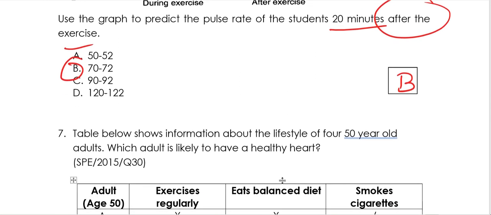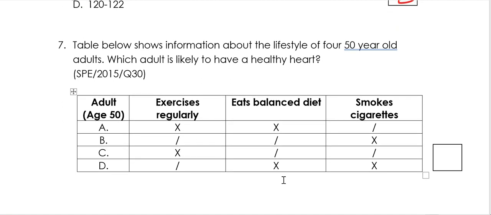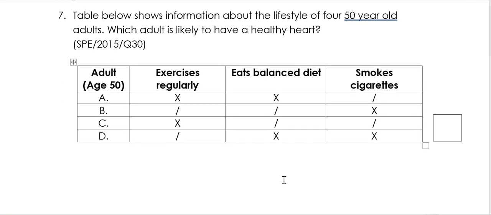Table below shows information about the lifestyle of 4 50-year-olds. Which one will have a healthy heart? A healthy heart really depends. If you exercise well, then you're actually exercising your heart. So you need to exercise. Balanced diet is also important, because if you eat too much fat, then a lot of fat will be deposited around your arteries, and that will not be good. And not smoking is also a healthy habit, so the answer is B.